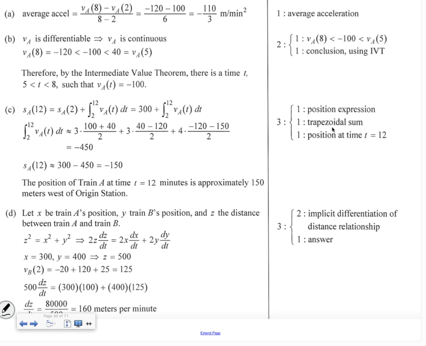1 point for having the correct trapezoidal sum. I think they would give you the points actually if you just have the setup from what I hear. But you would need that number anyway to get the position at time t equals 12. And then part D, you get 2 points for the implicit differentiation of the distance relationship. In other words, recognizing that you had a related rates problem and then taking the derivative using time. And then 1 point for your answer of 160.